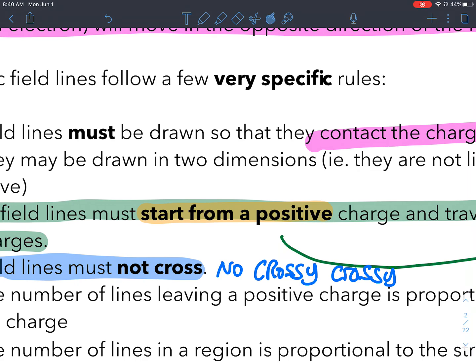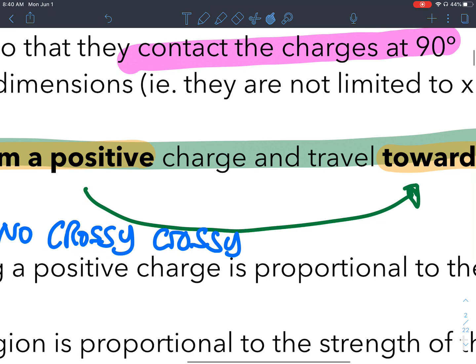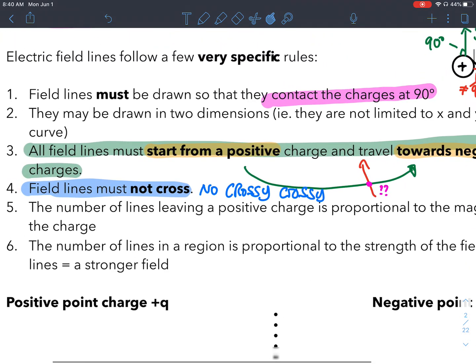Just a fun way of seeing it. They cannot cross. You cannot have two field lines going in opposite directions like that, because right at that middle point, what happens there? If we put an electron or a proton there, is it going to follow the red line or the green line? It doesn't know. So they cannot cross, they do not touch.